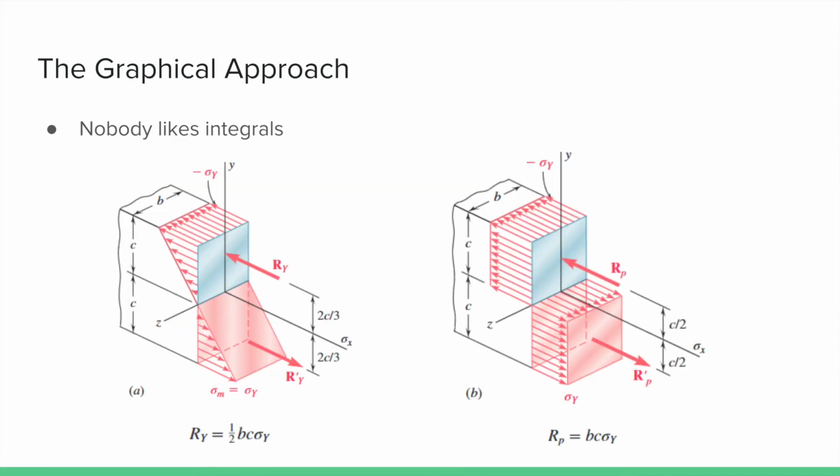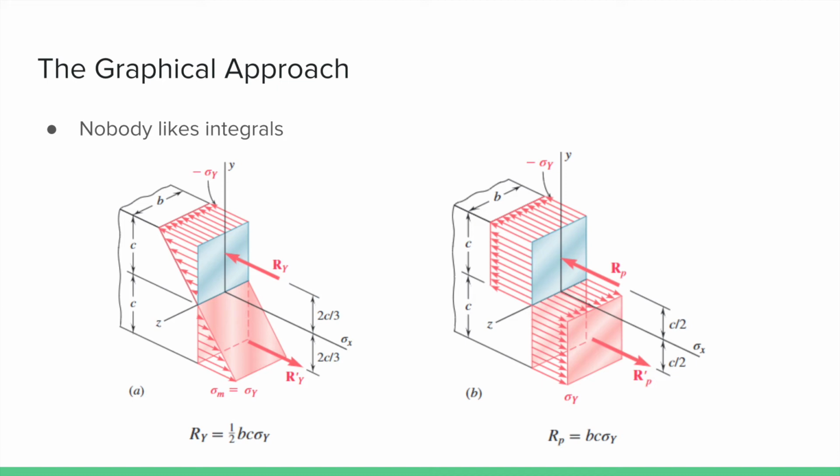So doing an integral for every single cross-section is going to get very painful very quickly. So we're going to introduce a new type of approach, which is more of a graphical approach. So consider we have two types of cross-sections. On the left-hand side, we have a max elastic cross-section where the max stress is equal to the yield stress. And on the right-hand side, we have a fully plastic region. And in each of these regions, we have a stress distribution.